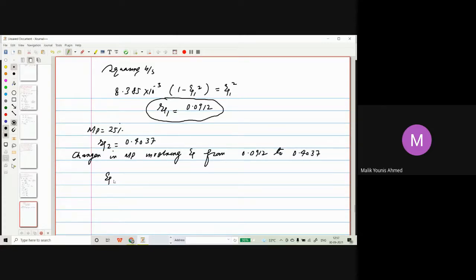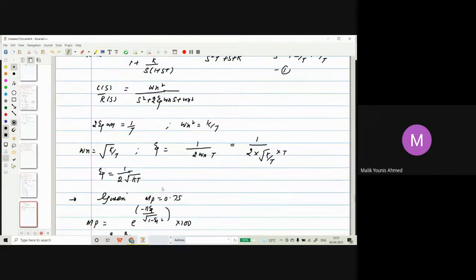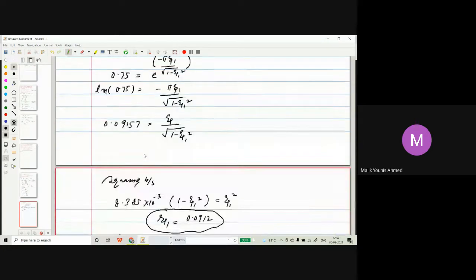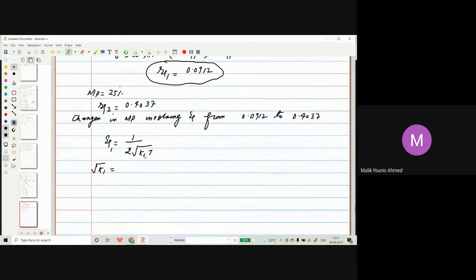Now xi1 was equal to 1 by 2 under root of k1 t, because we have to find the range of k. We have to find the factor by which k should be multiplied. So that is what we have to find. K1 will be 1 by 2 xi1 under root of t. And similarly, xi2 is 1 by 2 under root of k2 t.